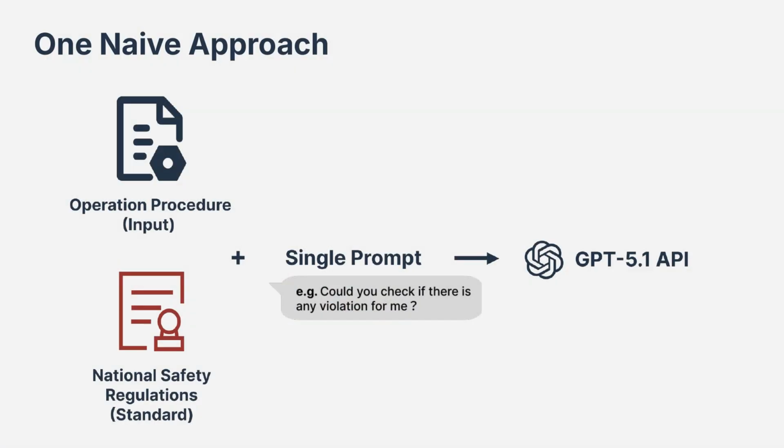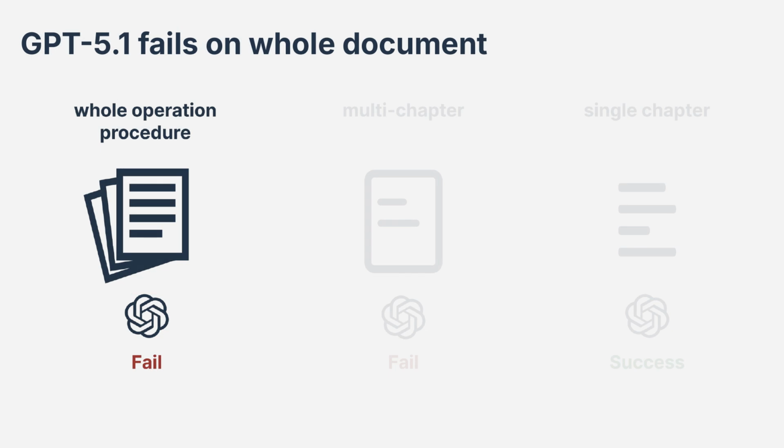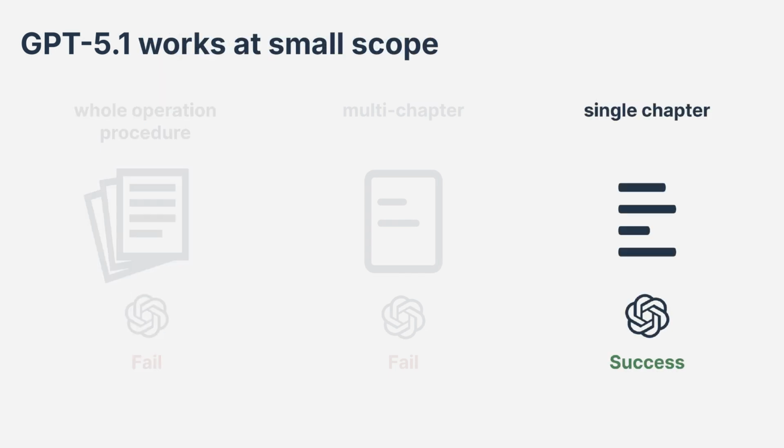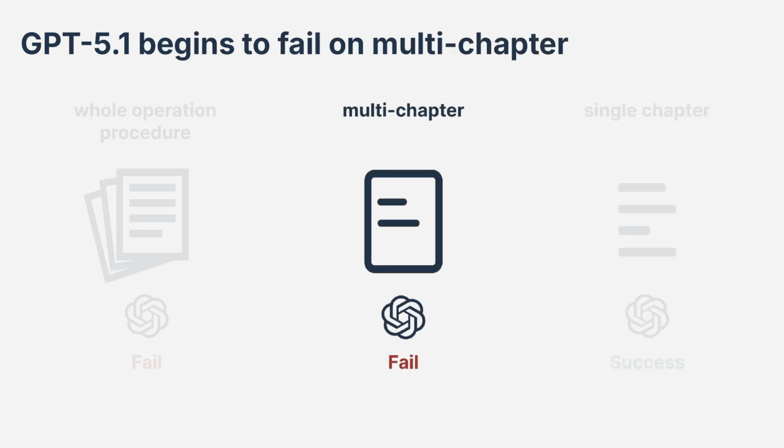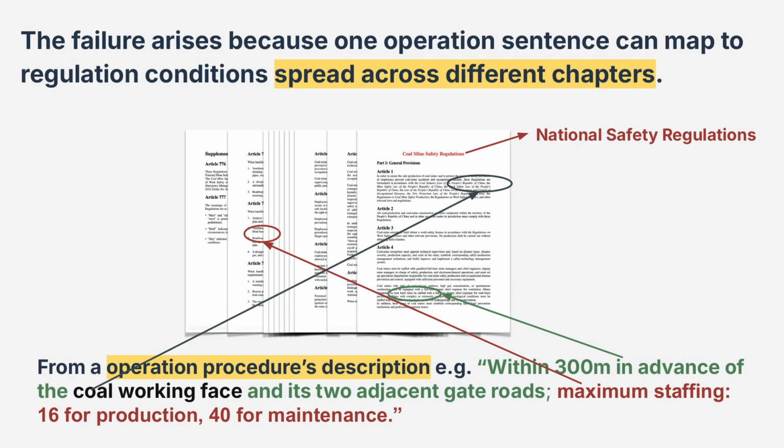We take the operation procedure with the national safety regulations and put them into a single prompt and ask GPT to check the compliance. We first use the whole operation procedure and GPT fails. Then we try narrowing to a single chapter, and surprisingly, it works well on these small pieces. As soon as the scope expands to multiple chapters, GPT begins to fail again. From our test, we find an important issue: the failure arises because one operation sentence can map to regulation conditions spread across different chapters.